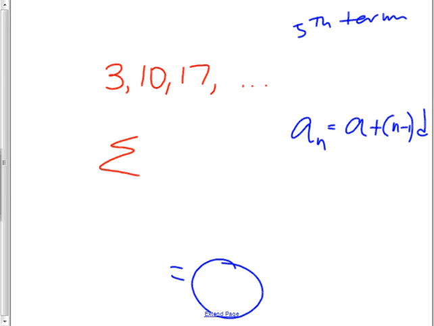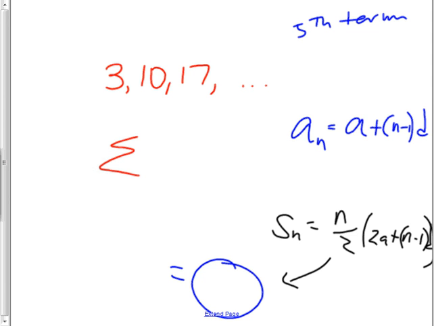That formula would come in handy for those of you that are at home. For this b part, where you're actually summing them all up, you might as well use this formula. S sub n is n over 2, which is how many terms there are divided by 2, times 2a plus n minus 1 times d.